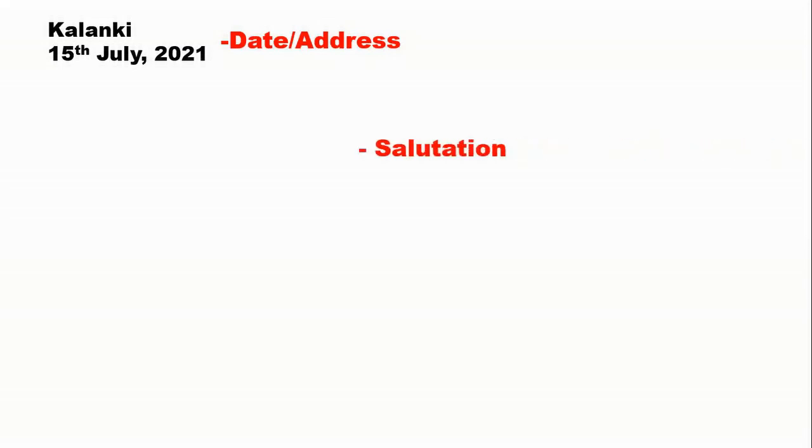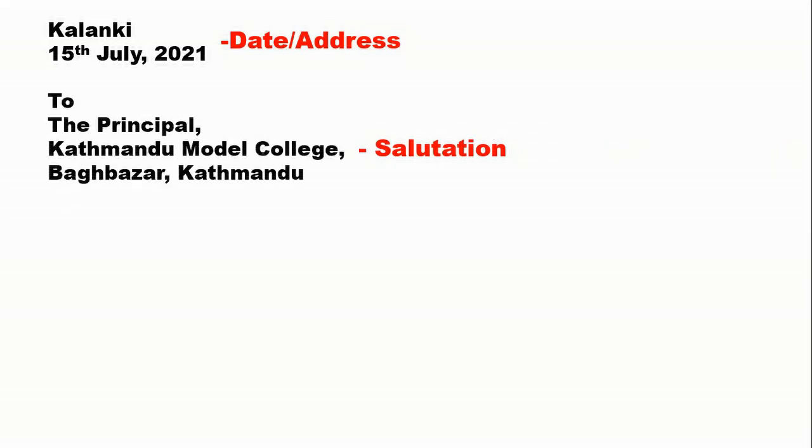Okay. Next, salutation. When you are writing a job application, you need to address the head of that institution or organization. For example, if you are writing a job application to Kathmandu Model College, since it is an academic organization, the head of an academic organization is the principal. So, to the principal, Kathmandu Model College, Bagbazar, Kathmandu. In this very salutation, you see a few things: the head, the principal, the name of the organization, Kathmandu Model College, and thereafter its address. Bagbazar, Kathmandu is the address of that very organization.